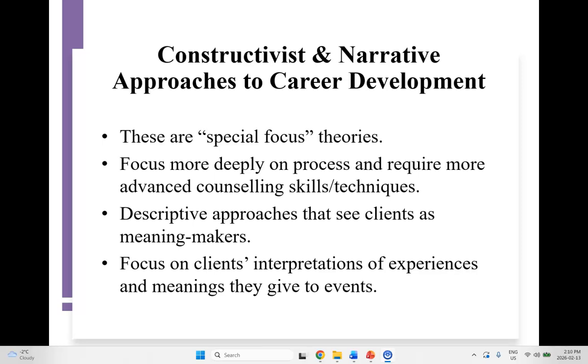Constructivist and narrative approaches are considered descriptive in nature rather than prescriptive, and they see clients as meaning makers. And this means that we focus on the client's interpretation of their experiences and the meanings they give to events. So this is all about the client's perceptions and the client's interpretation of the things that happen to them throughout their career.